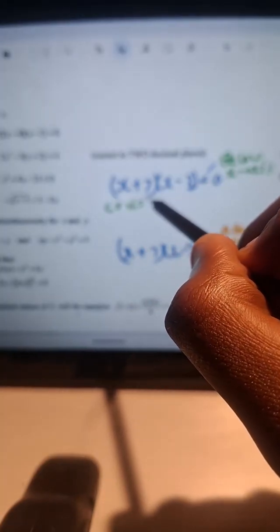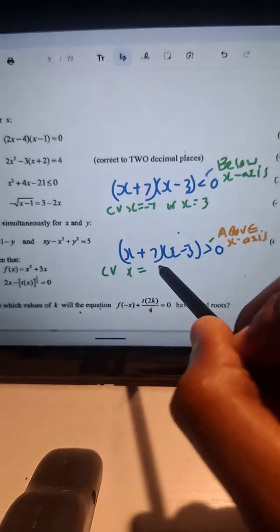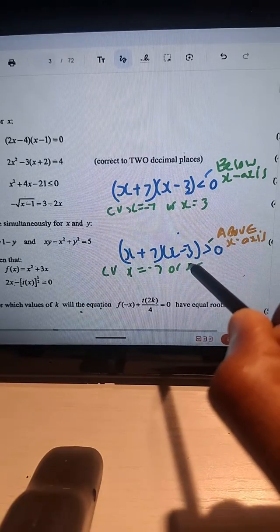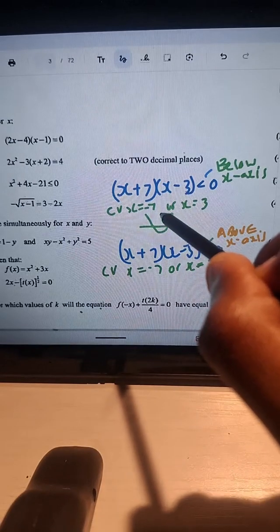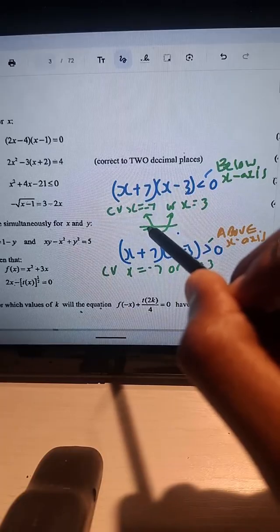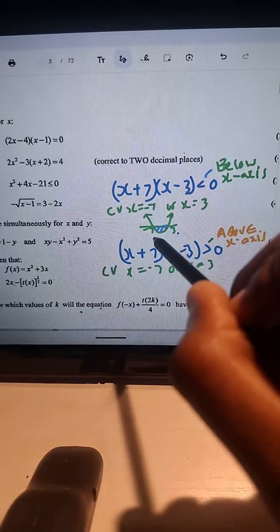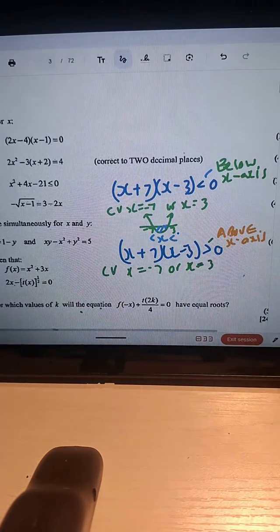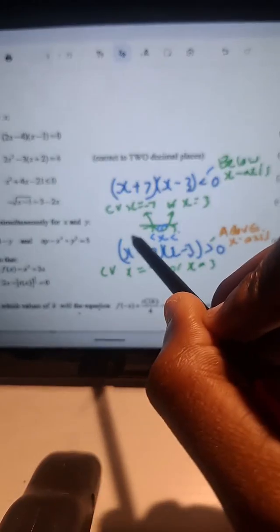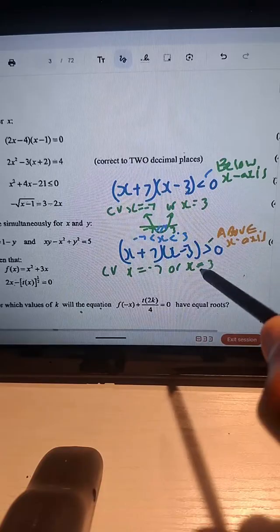Critical values: x is equal to -7 or x is equal to 3. That much is true for both. Then the graphical representation, -7 and 3. Since it's less than 0, where I'm shading is between, that's between the critical values. So I would write x in between -7 and 3.